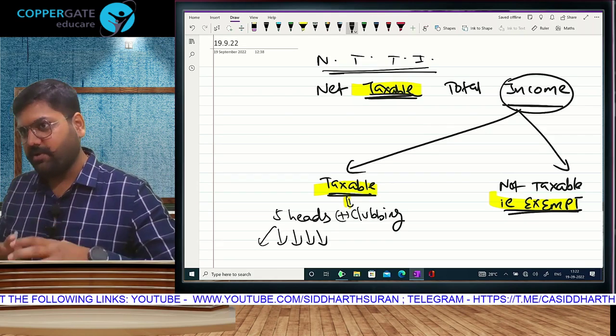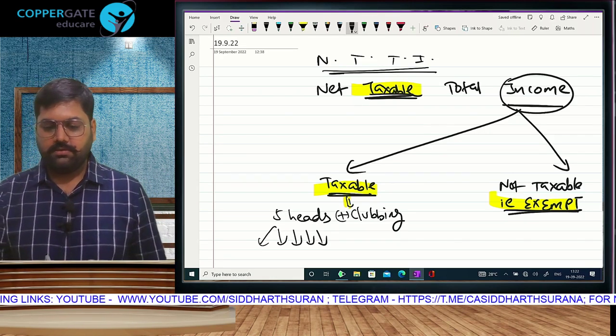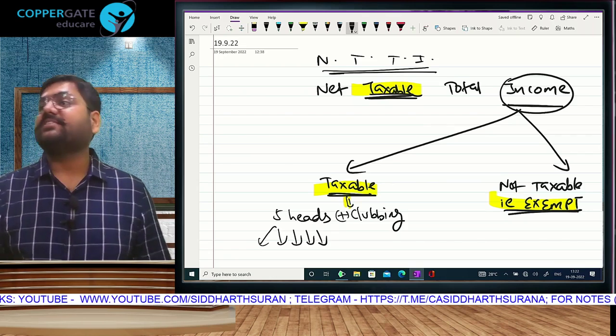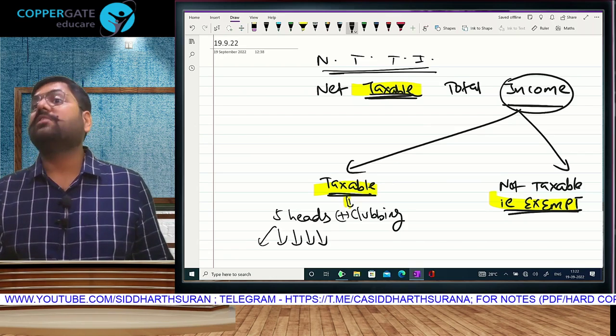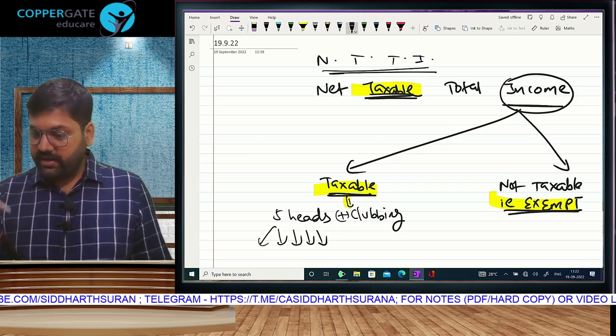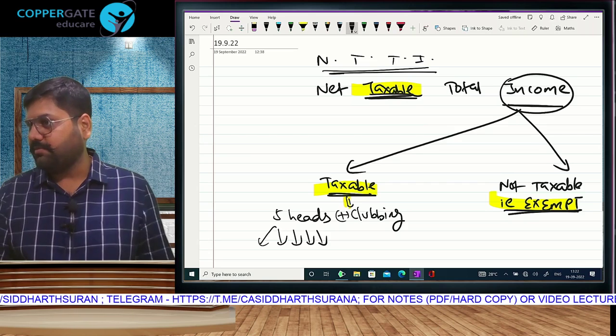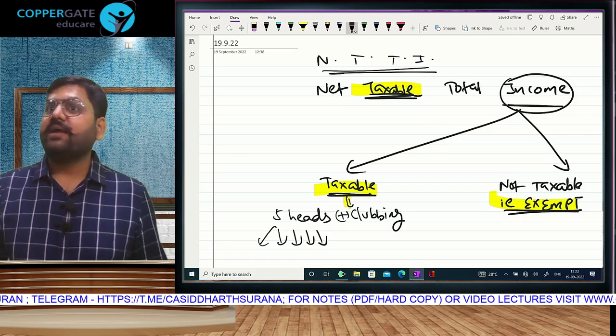So we spoke about domestic cases. There is a specific exception prescribed that if the minor has a special skill or the minor has done manual labor, if he has put effort, he or she, the minor child, then we will not apply clubbing. Then minor will pay tax.